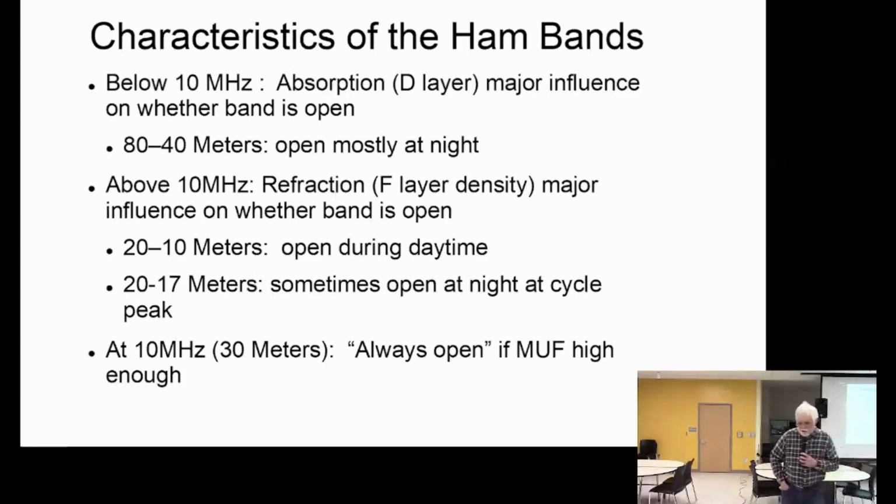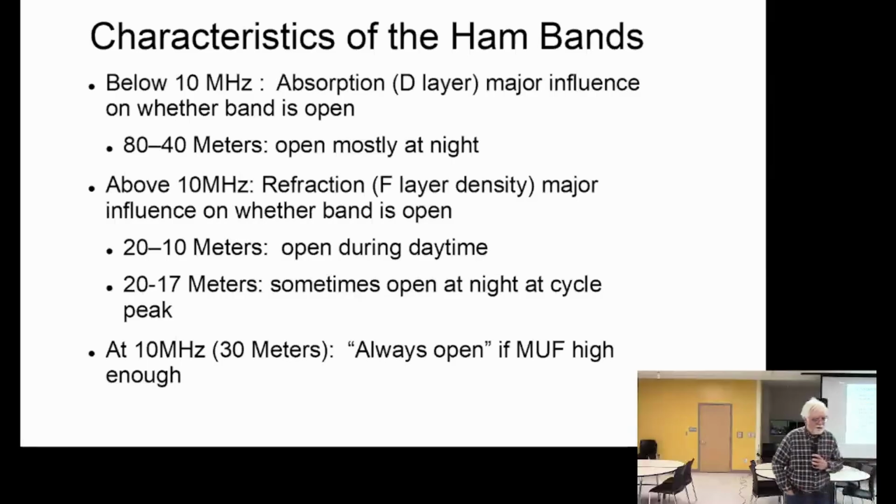So let's take a look at the ham band. Let's try to synthesize all this and how it affects the ham bands. Below 10 megahertz, the D layer absorption is the driver. So 80 and 40 meters are mainly good at night, and they're not particularly good DX spans in the daytime. Even on low solar activity, that's fairly true.